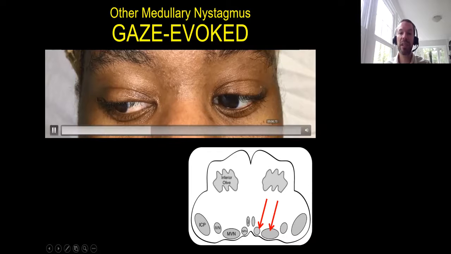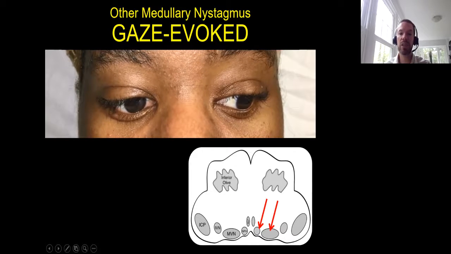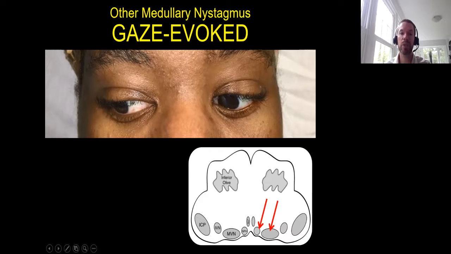What about the medulla and gaze evoked? So this patient looks to the right, she has right beating. She looks to the left, she has left beating. She looks to the right, she has right beating. This is clearly gaze evoked.